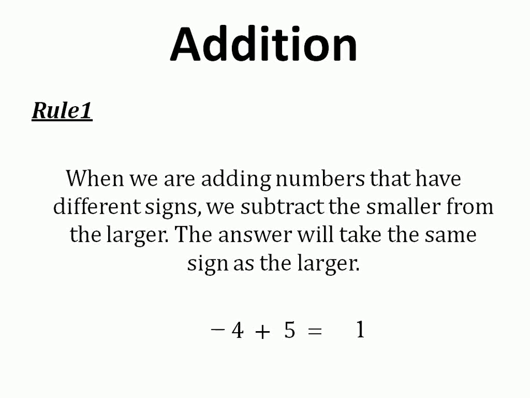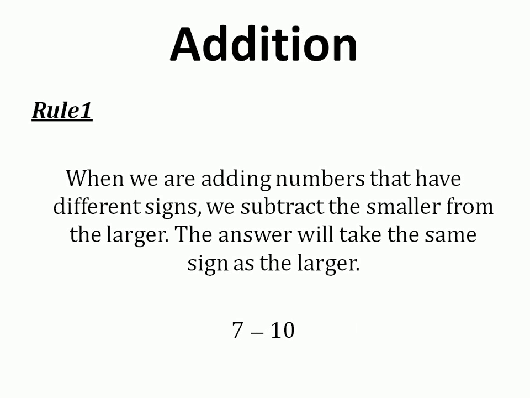The answer is required to take the same sign as the larger number. 5 is the larger number. It is accompanied by a positive sign. So here we are. The larger number is 5 accompanied by a positive sign. The answer is therefore positive. Now, a positive number may or may not be written with a positive sign. We may therefore neglect the positive sign.